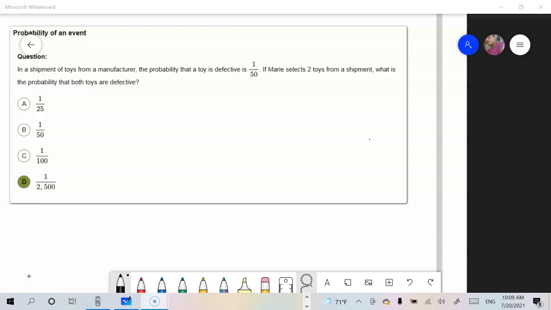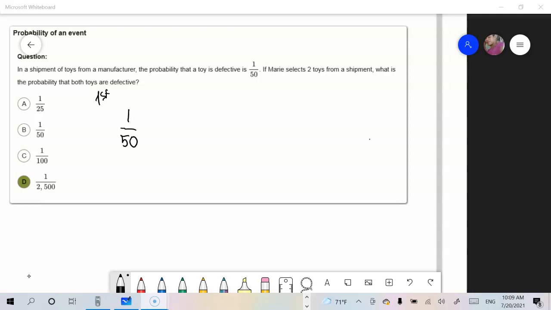Okay, so every time that she picks a toy, she is going to have a probability of 1 over 50 that the toy is defective. So she runs 2 events. This is the first event. In the first event, the probability is 1 over 50. 1 object is defective out of 50 objects. Now, the problem doesn't say how much is the total, so we are not going to assume the total here. We are going to work just with the probability that the problem gives us.